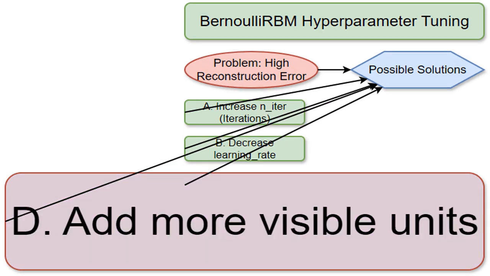Adding more visible units is unlikely to improve the reconstruction error, especially if the number of visible units already matches the input data's dimensionality. This parameter primarily relates to the input data's structure. Changing the number of visible units won't solve the problem of the model not learning the data's underlying patterns effectively.